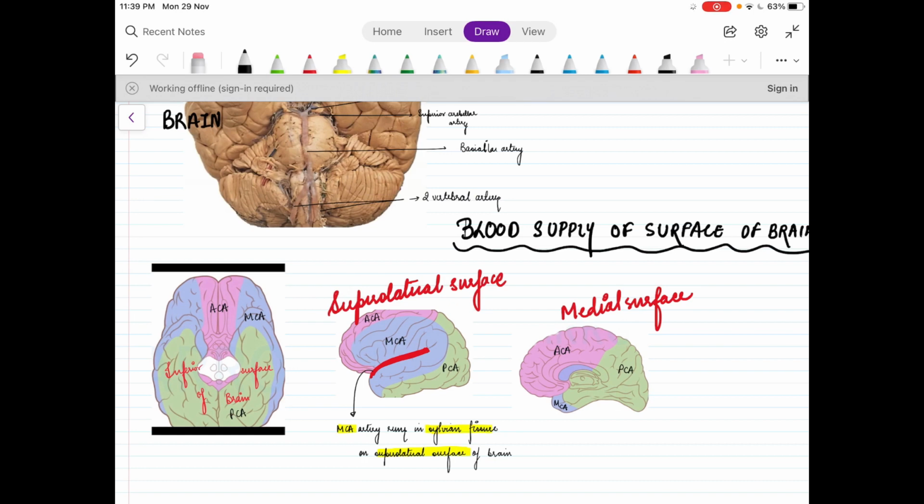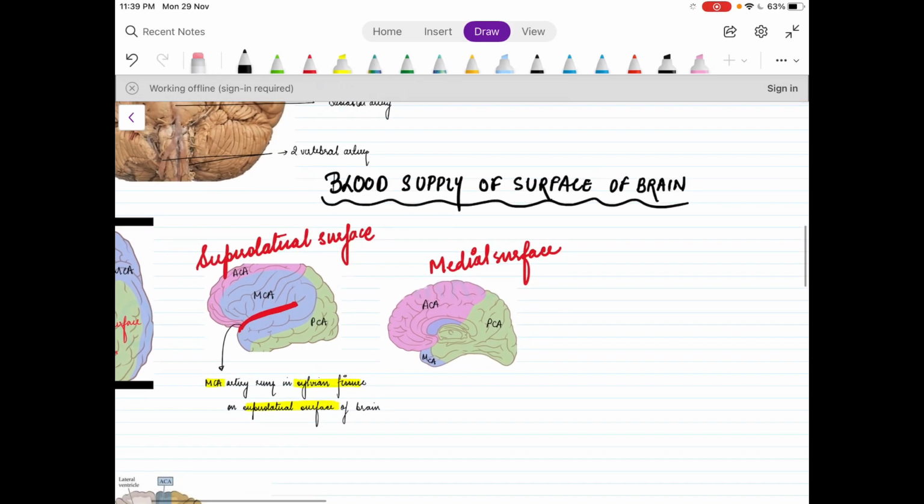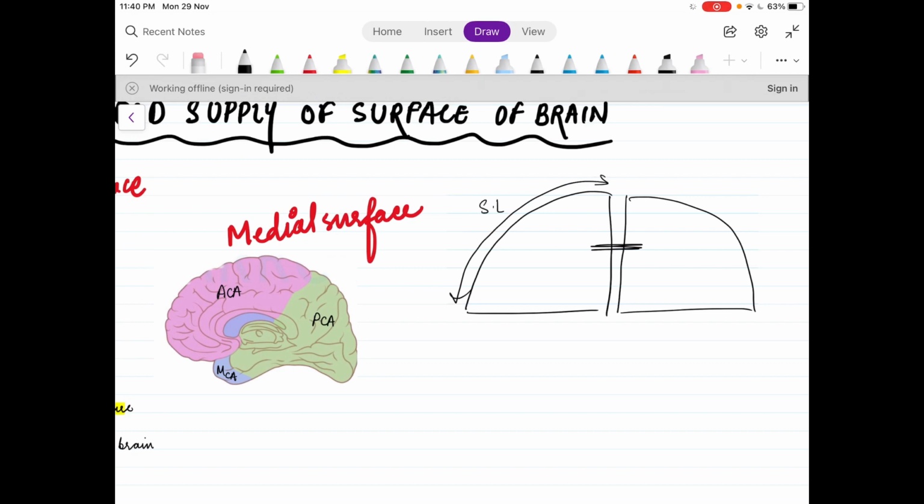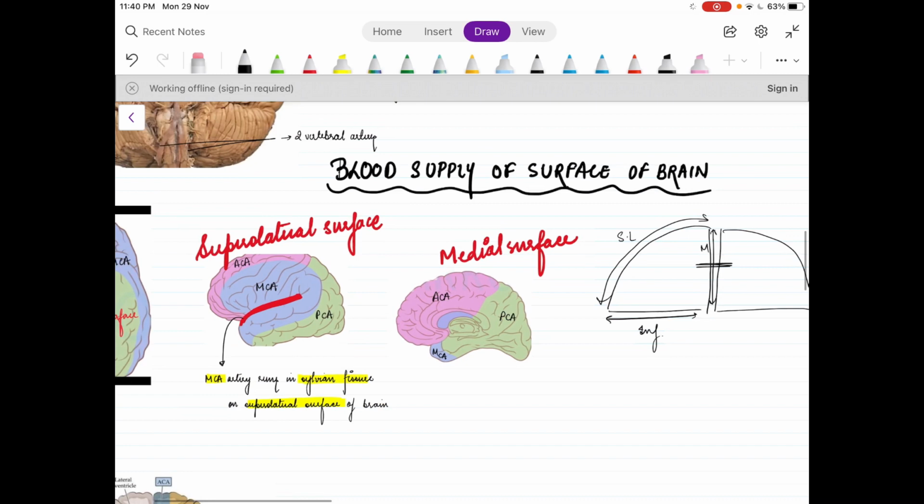Now after focusing on the Circle of Willis and the different cadaver images, we'll focus on the blood supply of the surface of the brain. As we all know, there are three surfaces of the brain. The outer surface is the superolateral surface, the inner surface is the medial surface, and the most inferior surface is the inferior surface of the brain. If this is the two cerebral hemispheres, and this is the corpus callosum, the top surface is the superolateral surface, the surface inside is the medial surface, and the surface inferior is the inferior surface. So this is how we'll proceed.